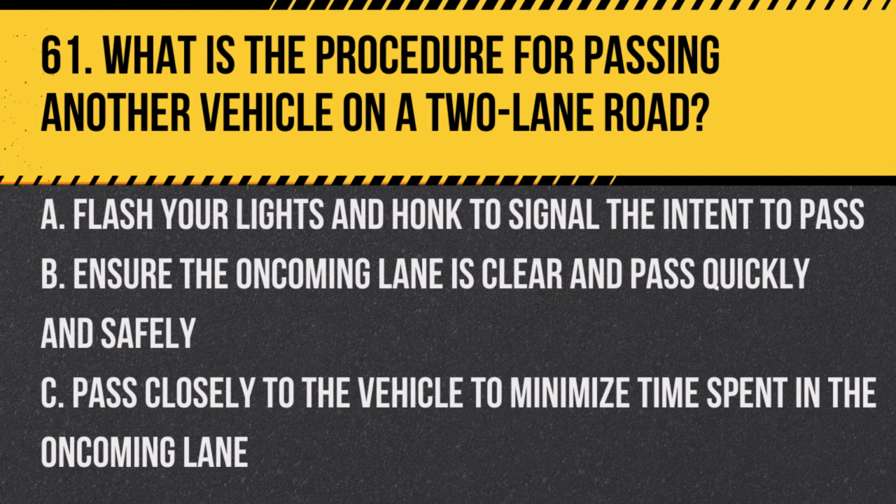Question 61. What is the procedure for passing another vehicle on a two-lane road? A. Flash your lights and honk to signal the intent to pass. B. Ensure the oncoming lane is clear and pass quickly and safely. C. Pass closely to the vehicle to minimize time spent in the oncoming lane. Answer: B. Ensure the oncoming lane is clear and pass quickly and safely. It's important to only pass when it's safe, with adequate visibility and space.